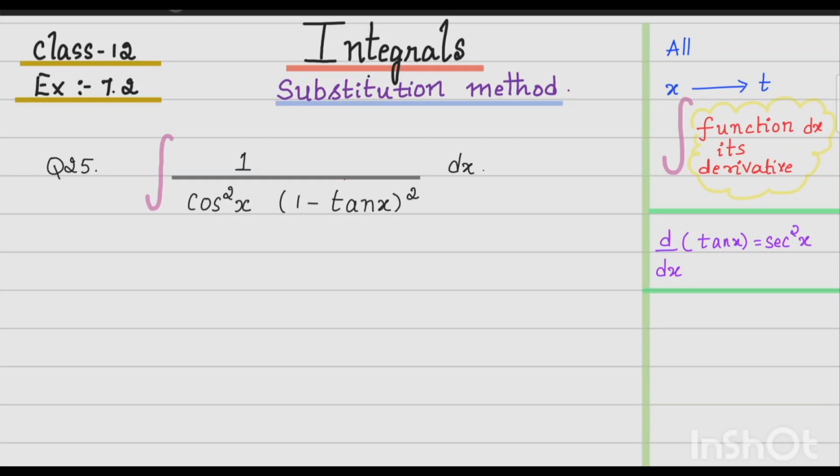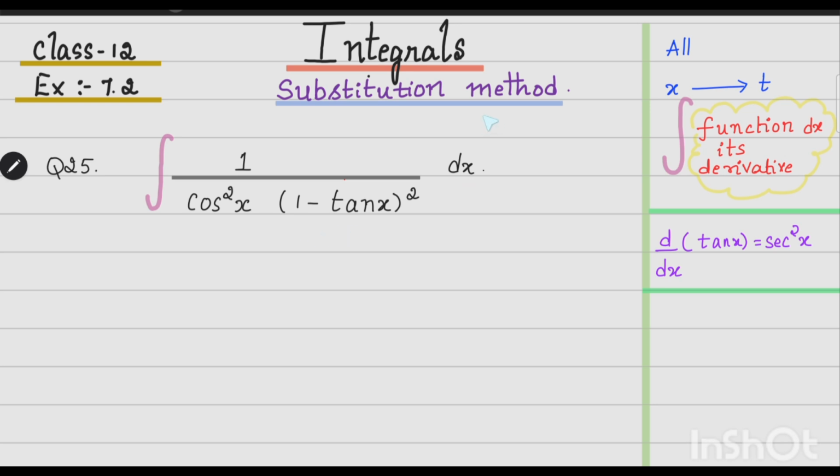Chapter 7 Integrals, Exercise 7.2. So we have completed 24 questions. Now we will find the integral of the 25th one: the integral of 1 by cos square x into (1 minus tan x) the whole square with respect to x.